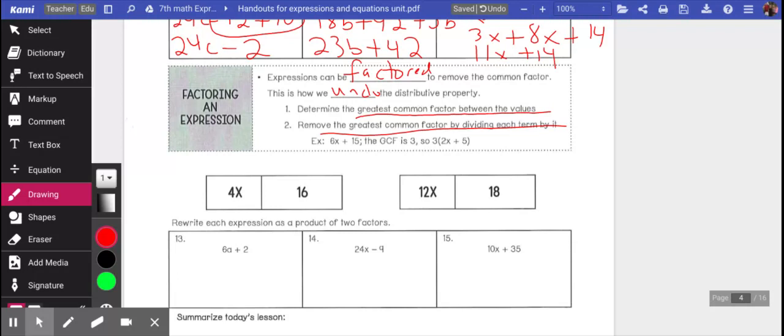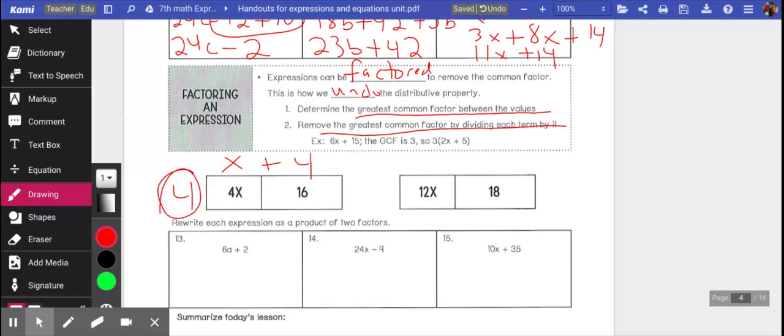So for the first one, if we look at the kind of the area model, how do we get 4x? Well, we do 4 times x. How do we get 16? We do 4 times a positive 4. So 4 would be your greatest common factor.